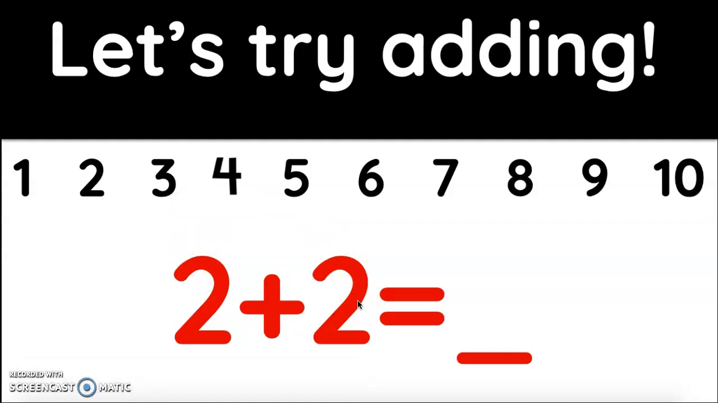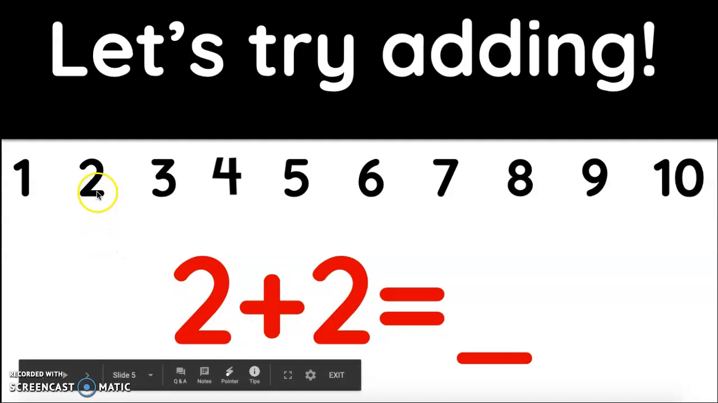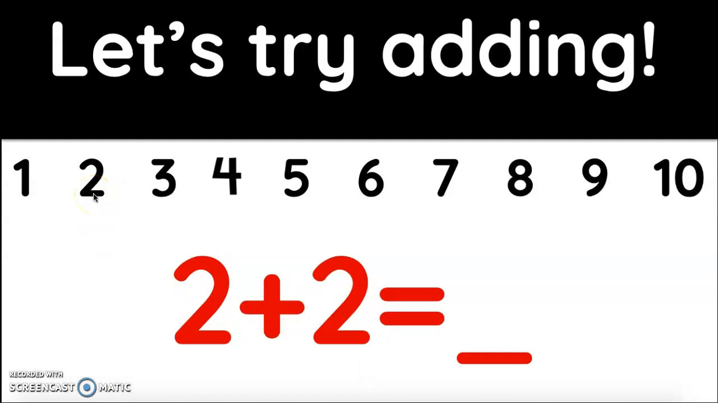Well, one way is we could go up to our number line and we could find the number 2. And we know that we're adding on 2 more. So we could hop 2 numbers on our number line. So if we start at the 2, then we go 1, 2, the number we ended up on is a 4. So we know that our answer here is a 4.